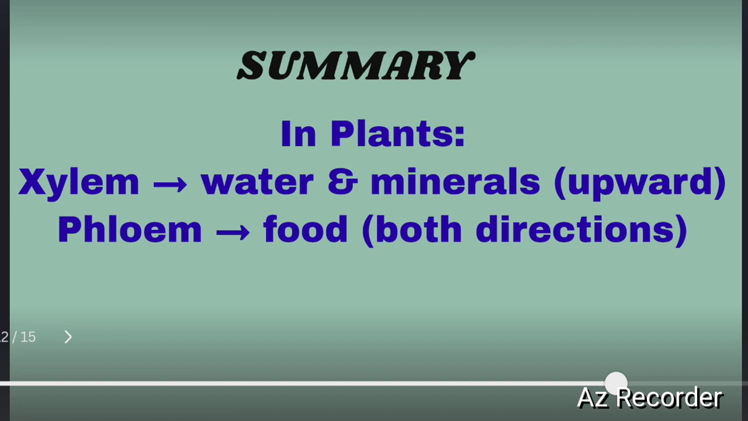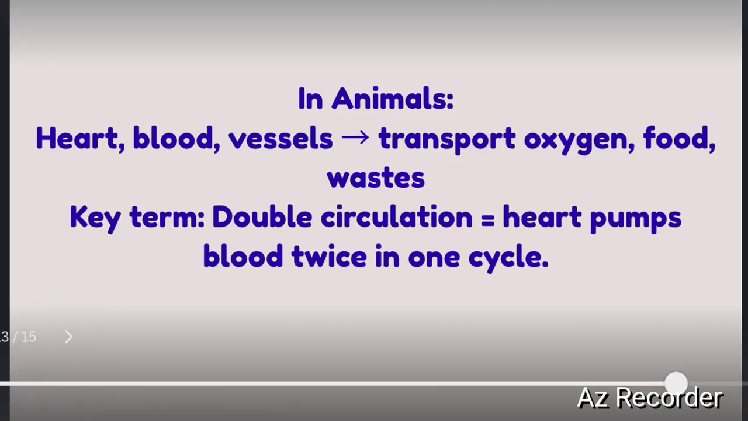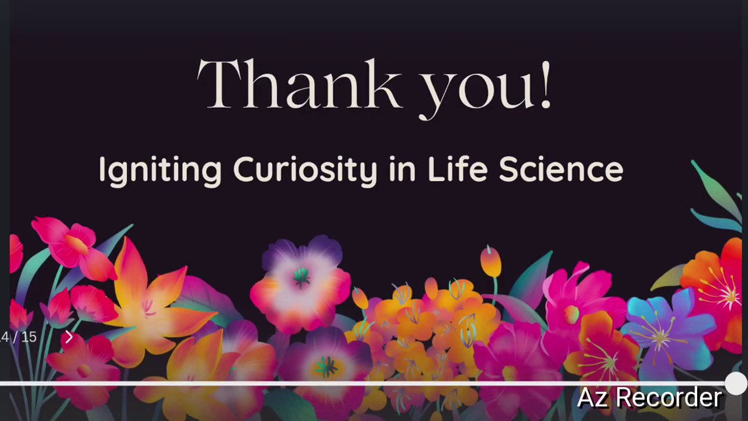Whereas in animals, what happens? Animals are higher organisms, so they have a complex circulatory or transportation system. The heart, blood and vessels transport oxygen, food and waste, and double circulation also occurs. What is the meaning of double circulation? The heart pumps blood twice in one cycle. So this is all about today's concept: transportation in plants and animals.